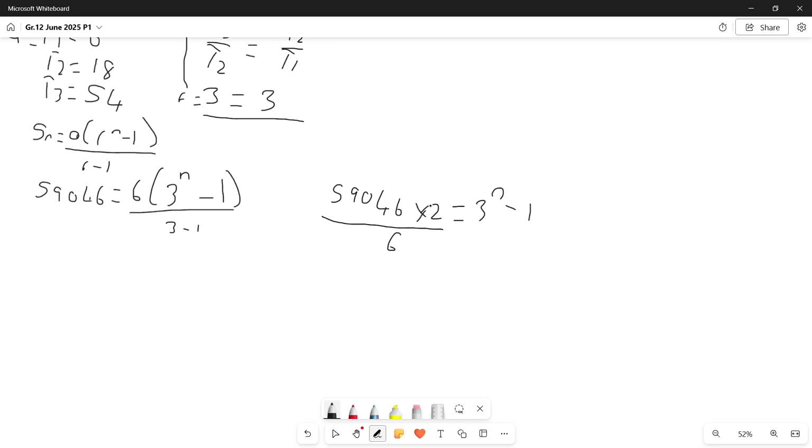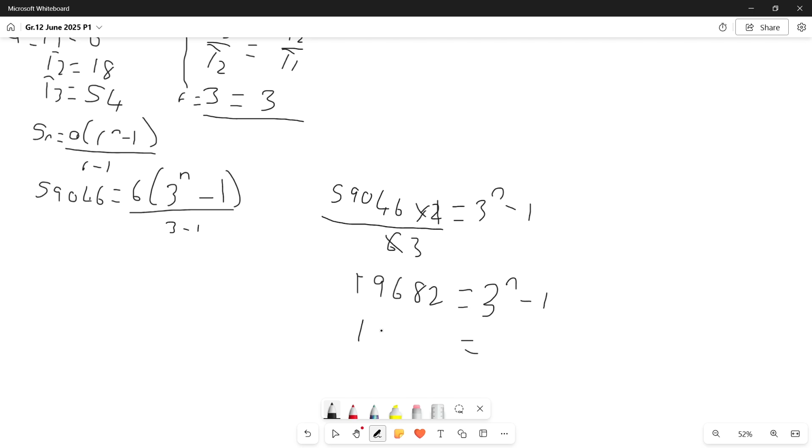I'm going to simplify these. So that guy is there, cancelled. This guy is left with a 3. So I'm going to divide this value by 3. And we are left with 19,682. This equals 3n minus 1.